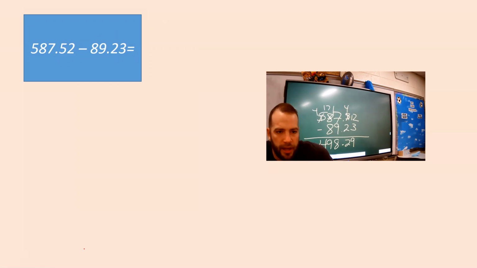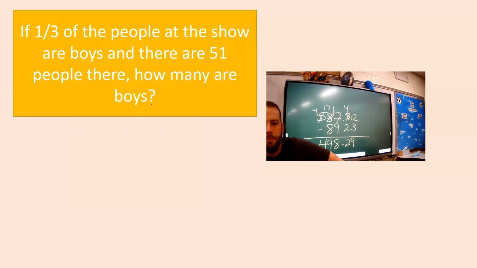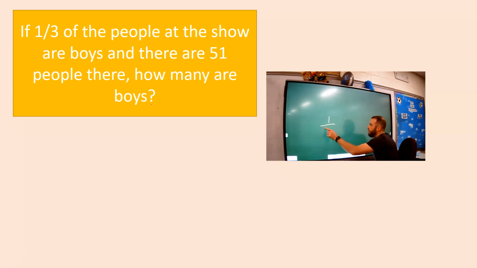And now into the challenge question. If a third of the people at the show are boys and there's 51 people, then how many are boys? So we want to figure out what 1/3 of 51 is. 1/3 of means multiply. 51 over 1. First thing you gotta do is turn it into a fraction. 1 times 51 is 51. 3 times 1 is 3.